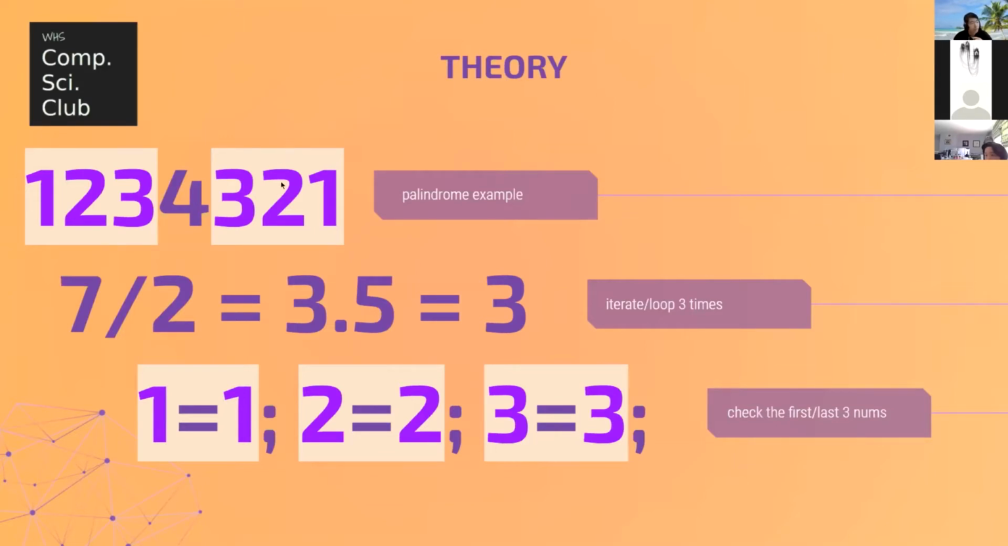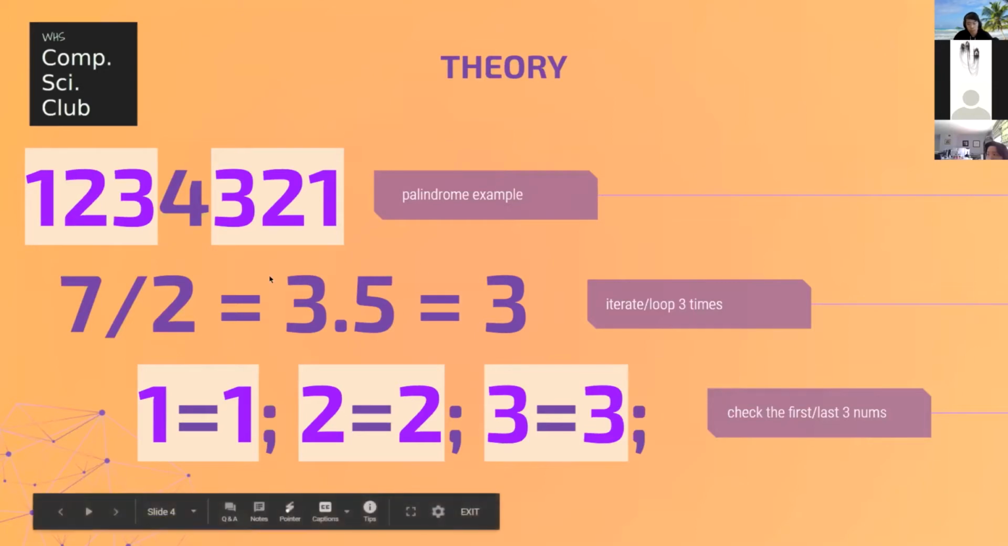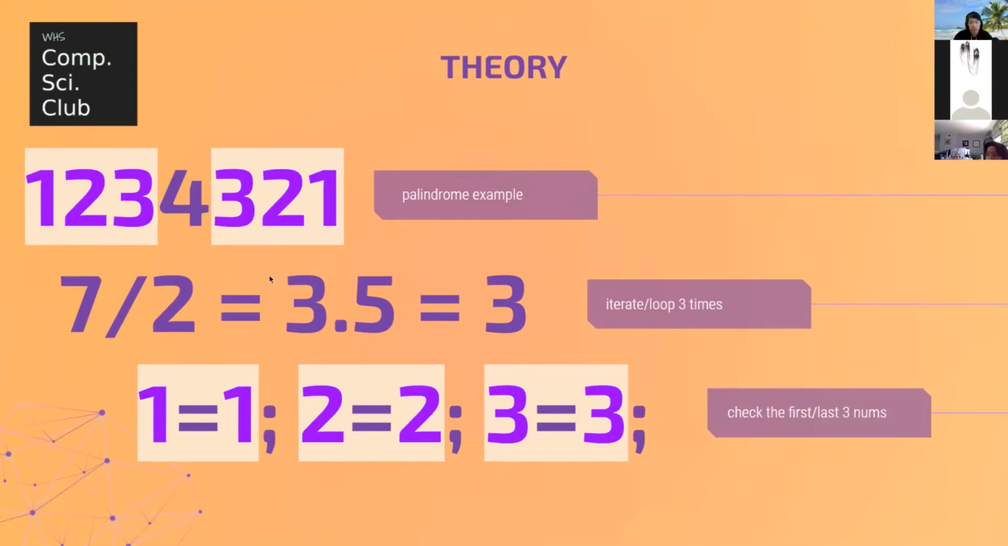Now that we know that, we only need to iterate through the loop 3 times, because out of these 7 numbers, we only need to check 3 different pairs of digits. In Java, when you divide 2 integers that are odd and even, it doesn't give you a decimal, because an integer doesn't include decimals. So in Java, 7 divided by 2 is not equal to 3.5. Instead, it's equal to 3, which actually works out for us.